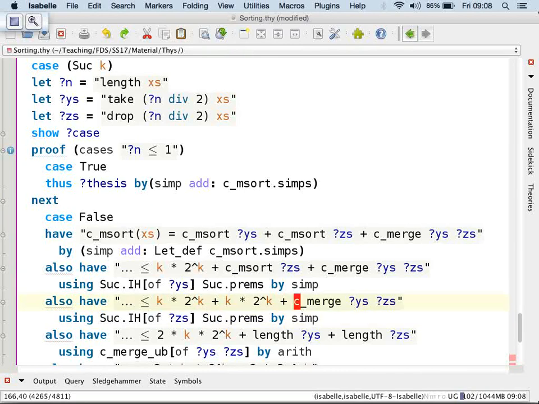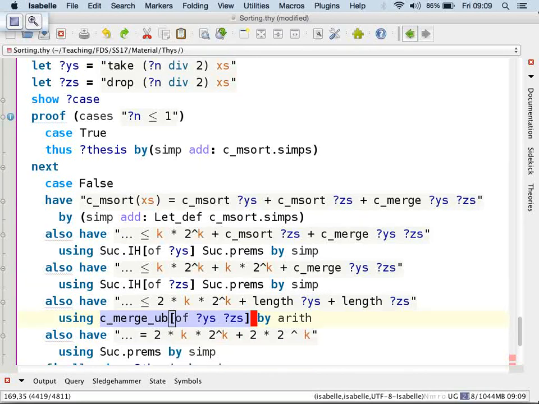And then we are left with this term here, the number of comparisons in the call to merge, and then we use that it is bounded by the sum of the length of the two sublists that we're merging. And again, we're using the lemma in the next line. We're using that lemma that tells us that the comparisons in merge are bounded by the length of the two lists. And then we're almost there.